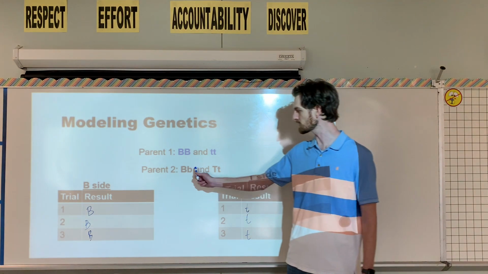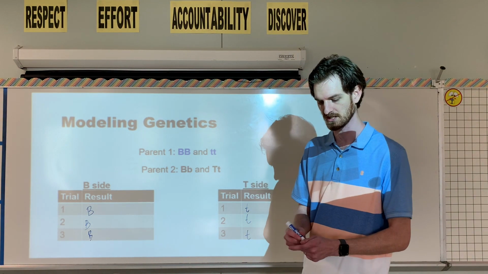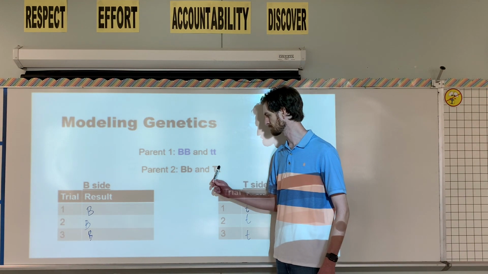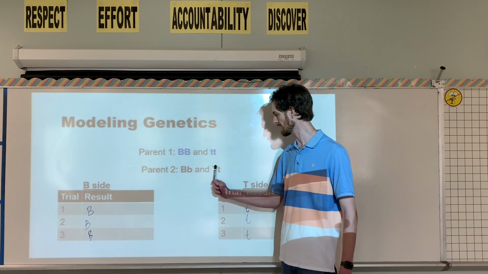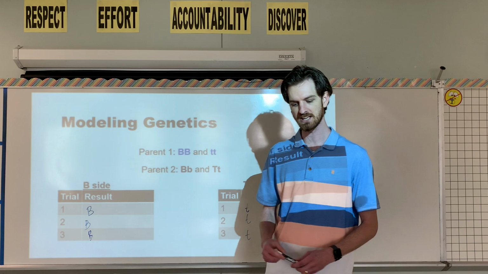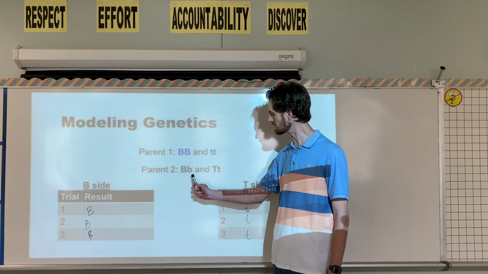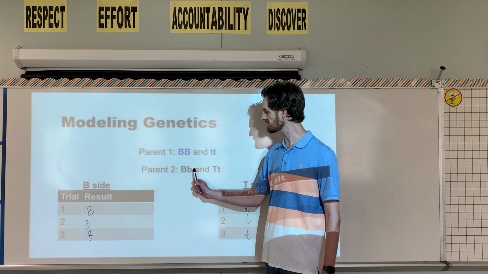Okay? Now, parent 2 is where it gets a little bit more interesting. Parent 2 has both dominant and recessive traits for both of them. So I have capital and lowercase, capital and lowercase. So parent 2 is going to give us a little bit more diversity here. I'm not always going to give a capital B. Sometimes I can give a lowercase b. So I have a 50-50 chance for each one.